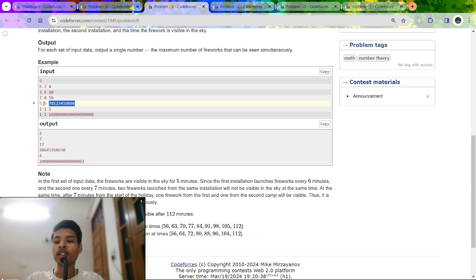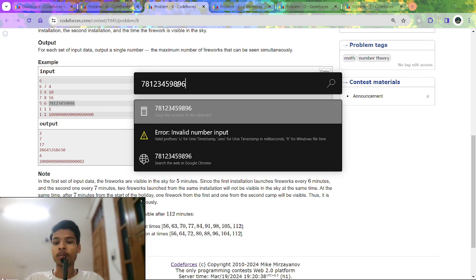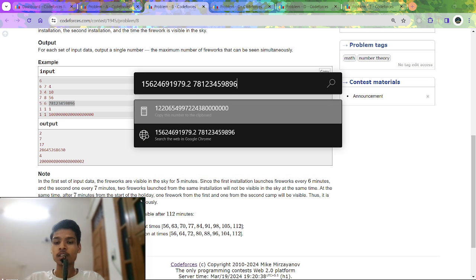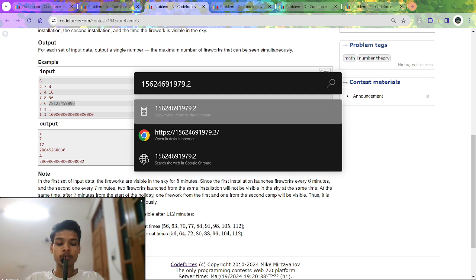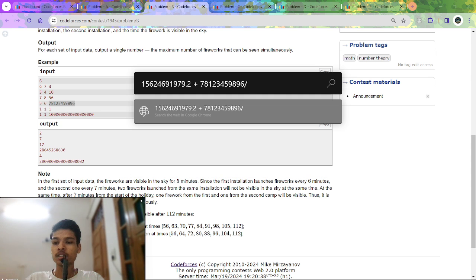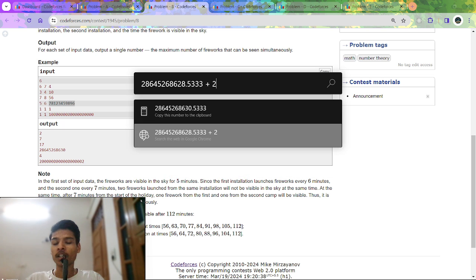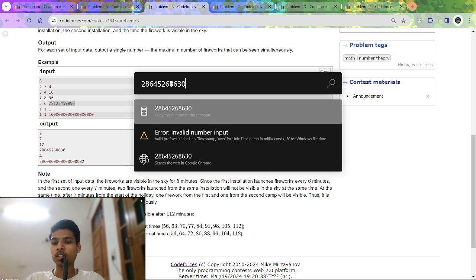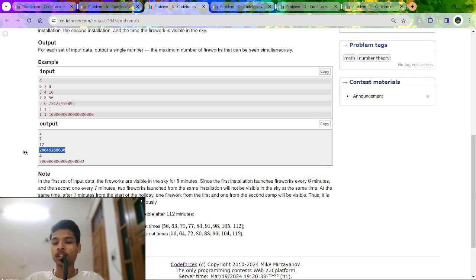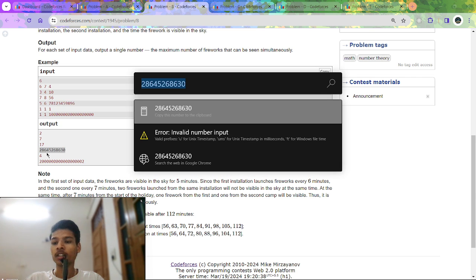But if the range of the firework is greater than A and B, then what I have to do is, for example, this is my M, then divide M by A, plus simply M divided by B. Then simply add 2 to my answer and round it up. Then this is my final answer. You can see this is the final answer which I was getting.